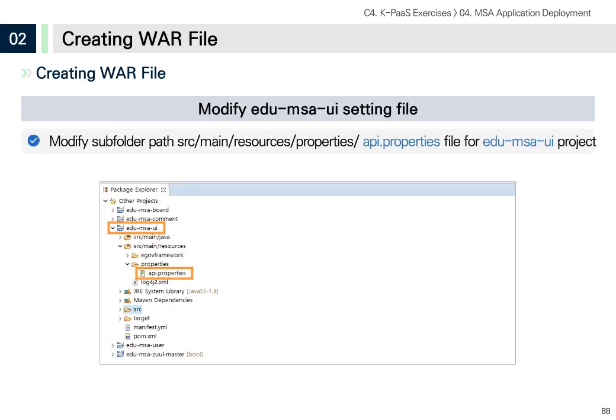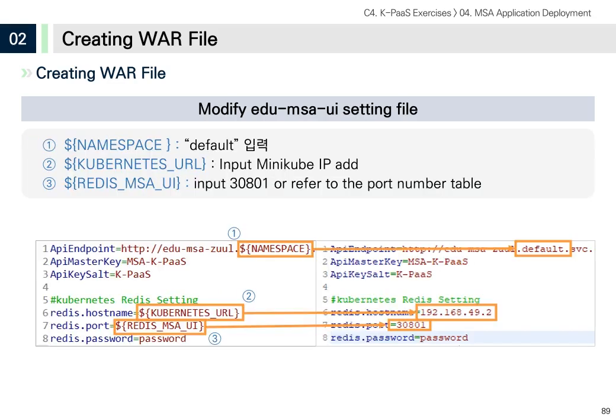Now let's modify the edumsa UI configuration file. The API properties configuration file is located at the path shown in the textbook. Since the UI API source is a Redis-specific API, we need to modify the Redis MSA UI variable. In the Redis MSA UI variable on line 14, enter the port number 30801. You can also find this port number on page 53 in the book. Finish the modification by entering default in the namespace variable on the second line and the minikube IP address in the 13th Kubernetes URL variable.